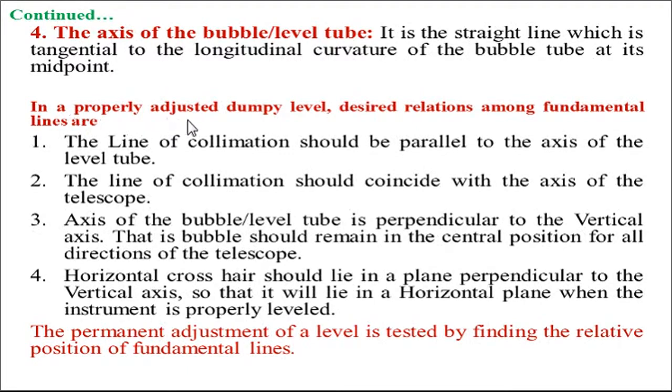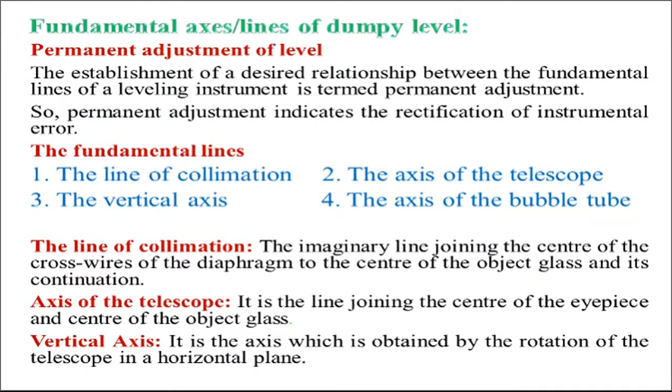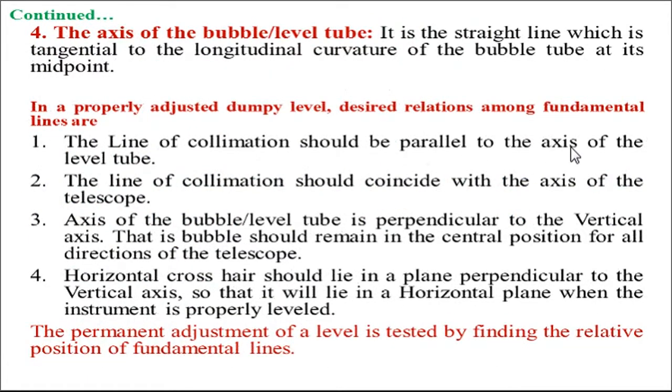In a properly adjusted dumpy level, the desired relationships among the fundamental lines are as below. First one, the line of collimation should be parallel to the axis of the bubble tube. See, in the previous figure, this is the level tube, and the level tube axis will be like this, and the line of collimation is like this. So these two lines should be parallel to each other.